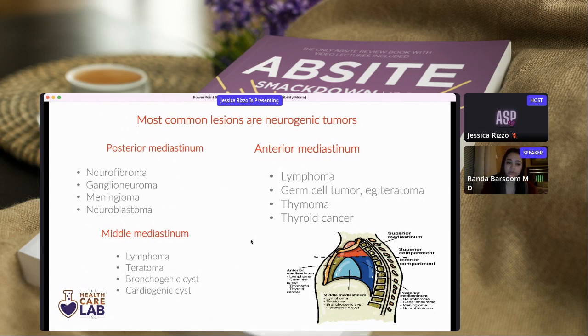Mediastinal tumors are also very heavily tested. So knowing where the tumor is in relation to the mediastinum will actually give you a great clue as to what kind of tumor it is. So in the posterior mediastinum, you can have a neurofibroma, a ganglioneuroma, neuroma, meningioma, or neuroblastoma, excuse me. In the anterior mediastinum, you're most likely going to have a lymphoma, germ cell tumor, thymoma, or thyroid cancer. And then the middle mediastinum usually is a lymphoma, teratoma, bronchogenic cyst, or cardiogenic cyst. Next.